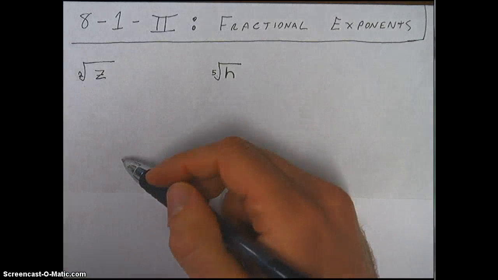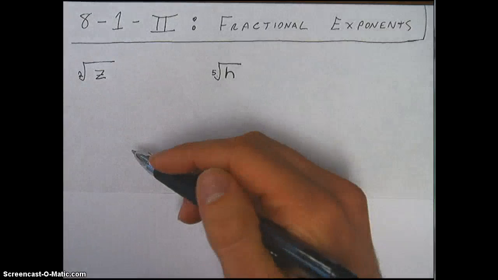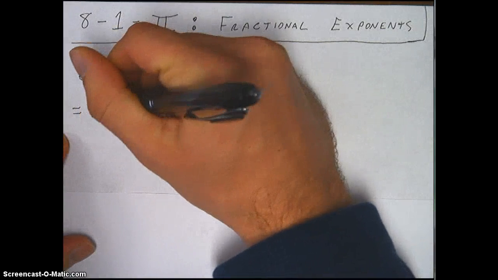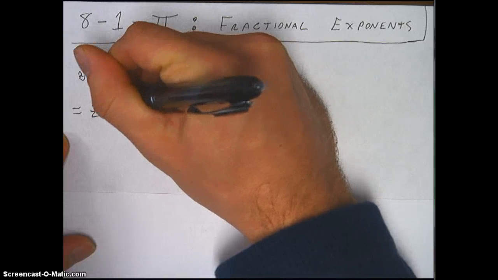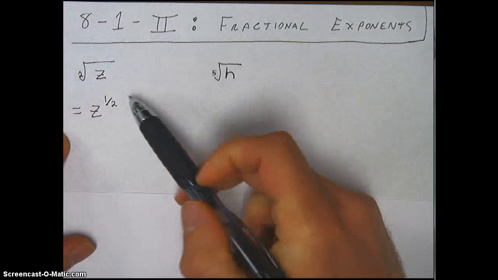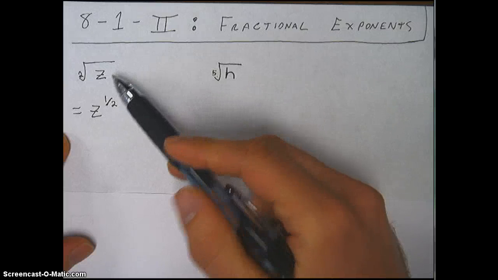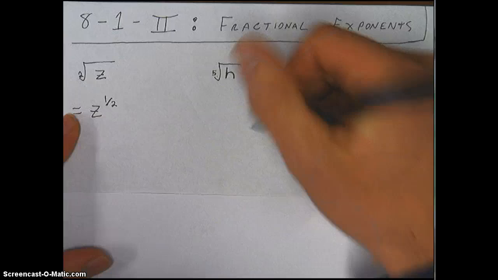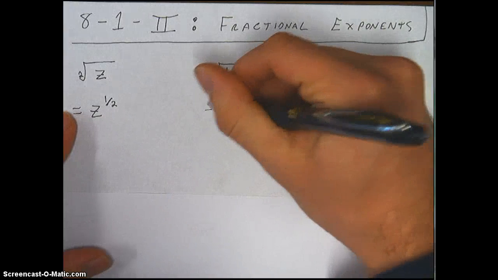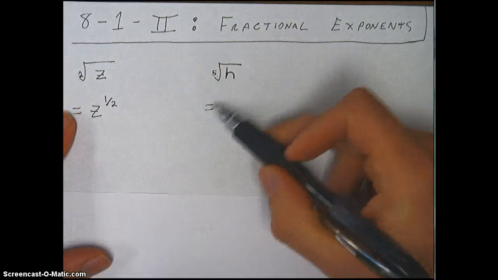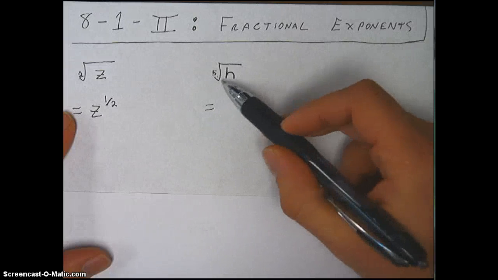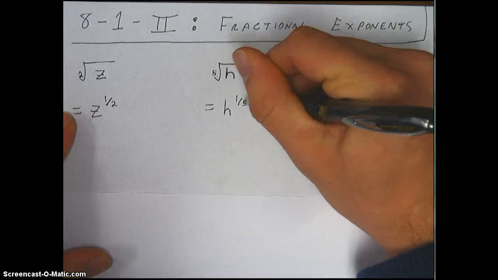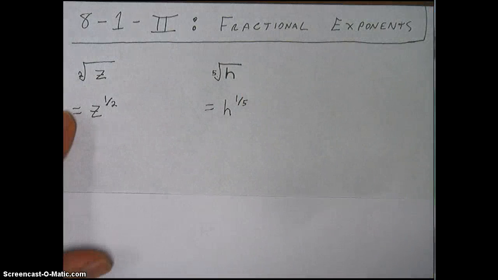And the way you can write this square root as an exponent is simply z raised to the 1/2 power. The square root of anything is the same as that thing raised to the 1/2 power. So that's z to the 1/2 power. Here, the fifth root, the index value is 5, the fifth root of h is simply h to the 1/5 power. Those two things are one and the same.